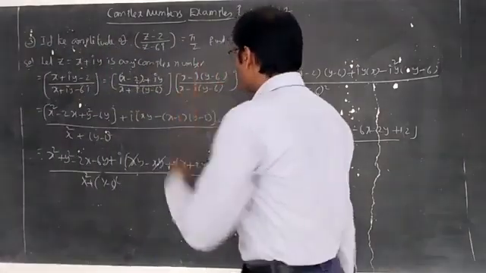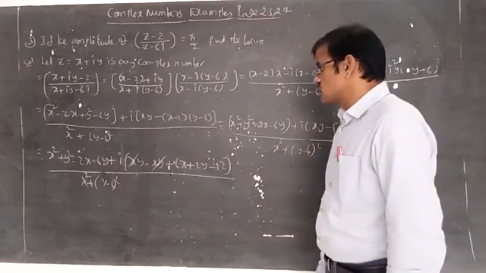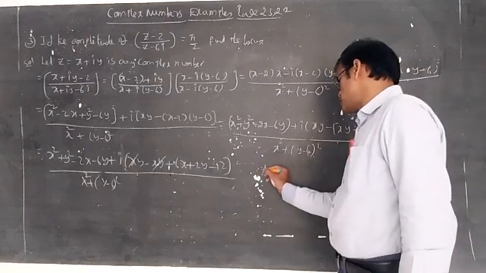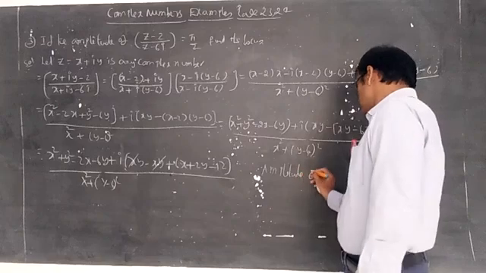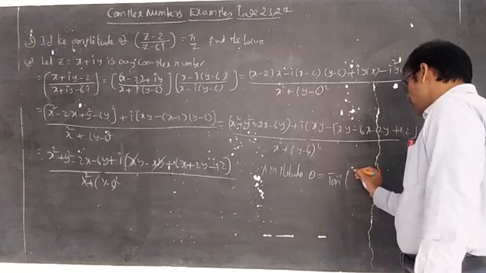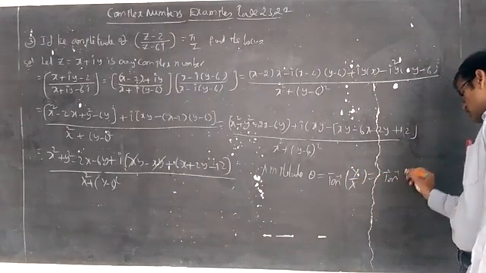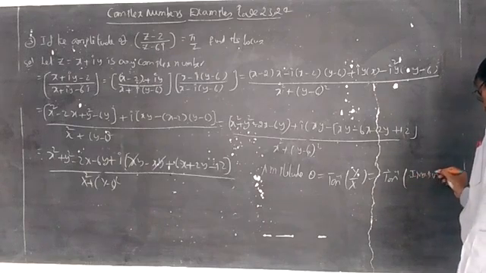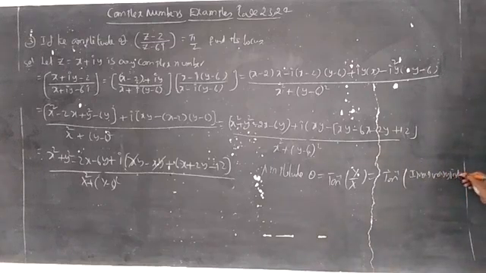Now, the amplitude of this complex number is pi by 2. The amplitude of a complex number is tan inverse of y by x. Amplitude means theta is equal to tan inverse of y by x. That one I am writing as tan inverse of imaginary part by real part.